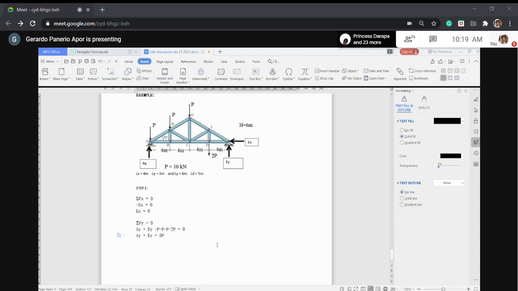We do not know how they divide the 5P. It's just like having 5 hectares of land. We don't care how big the land of AY is or how big the land of EY is. As long as the sum of our land is 5 hectares. So, 5P. We need to determine what EY is. So, we still do summation of moment. We do summation of moment, actually.